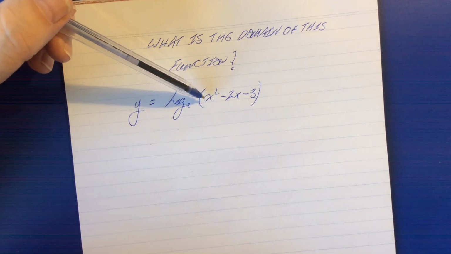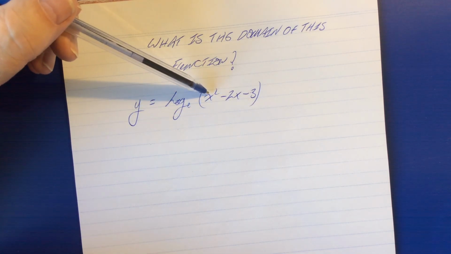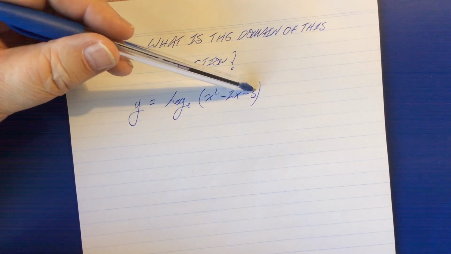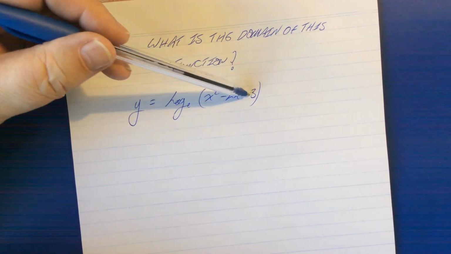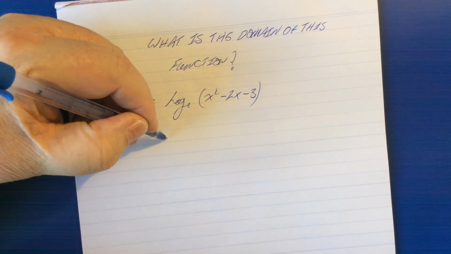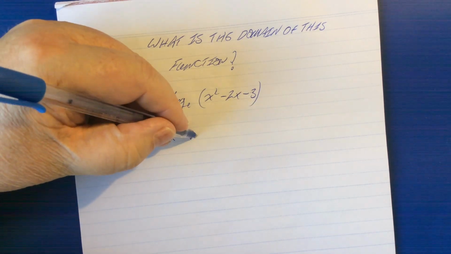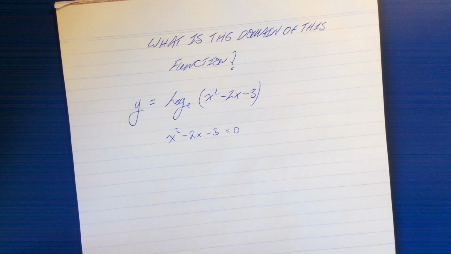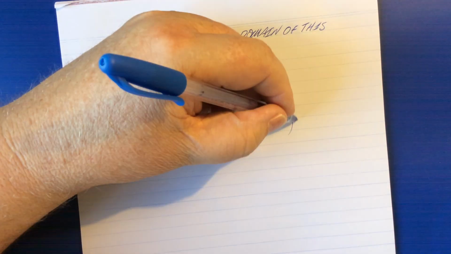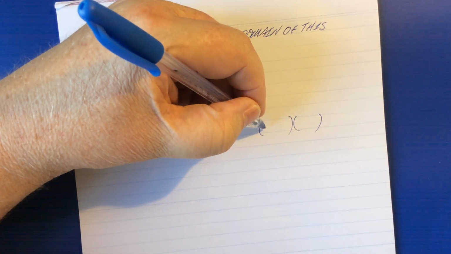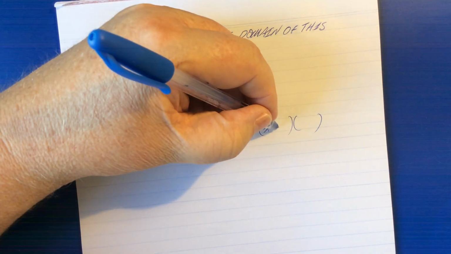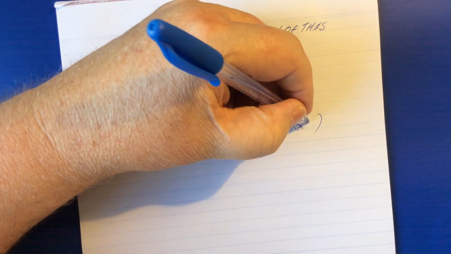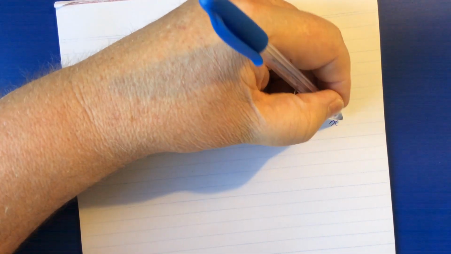So, with that knowledge, where do you go? Well, the first thing that I would do is I would discover what makes this equal 0. So I shall do that. And the answer, with a bit of factorizing, comes pretty easily.